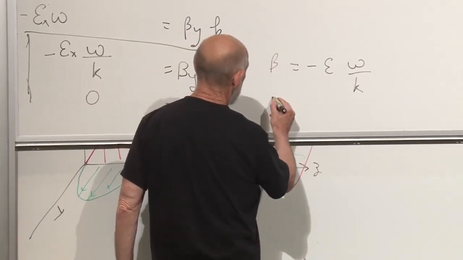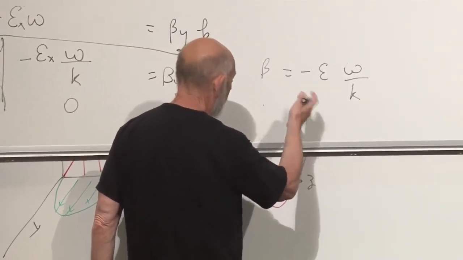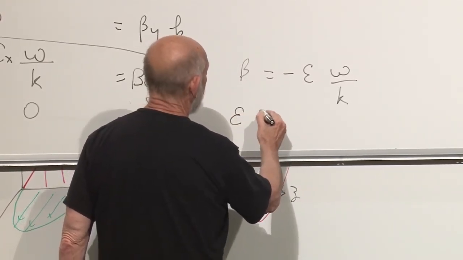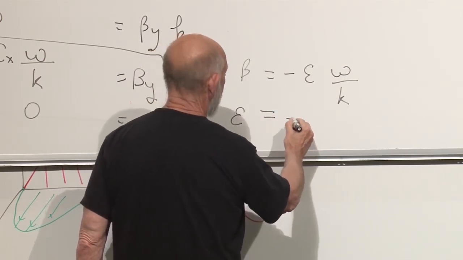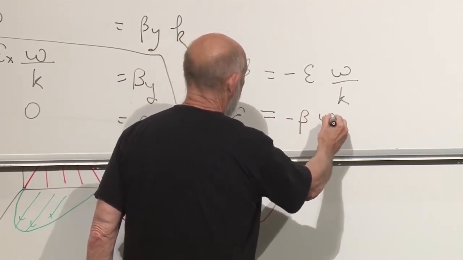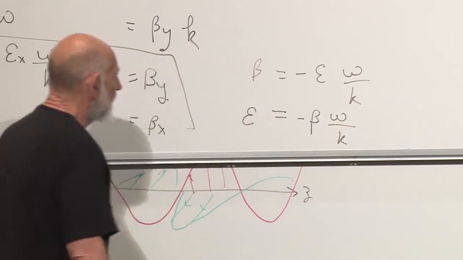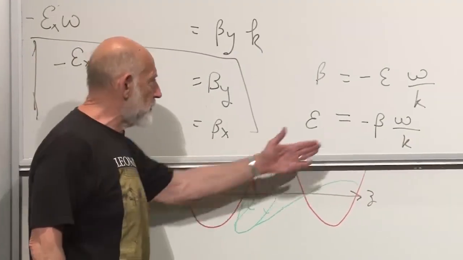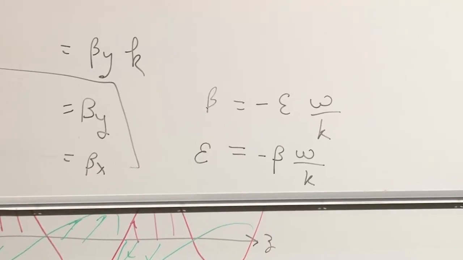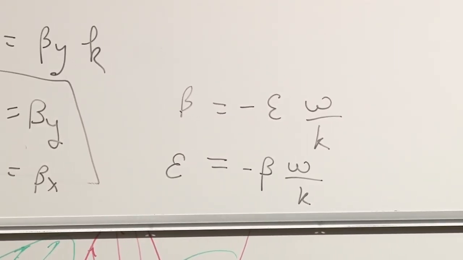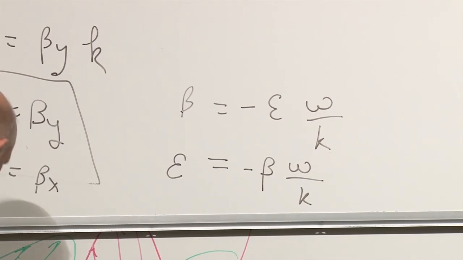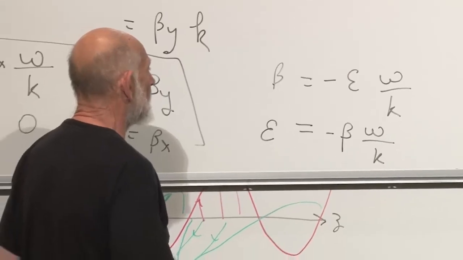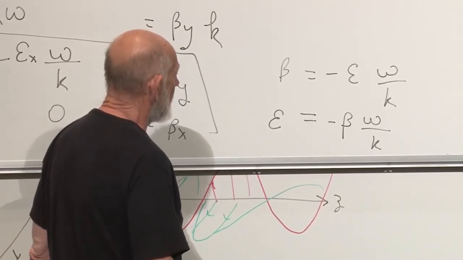If you do it right, you find out that the other equation is that epsilon is equal, I think it's also minus beta omega over k. There are two signs. The two signs conspire, I think, to give you the same relationship. What does that tell you about epsilon? What does that tell us?